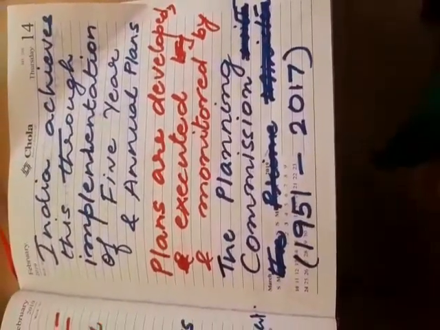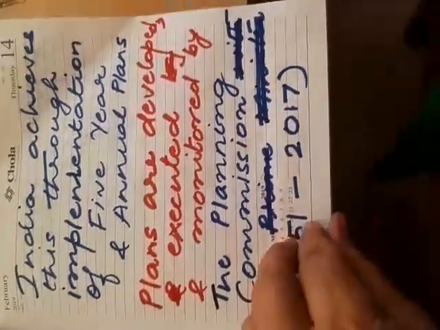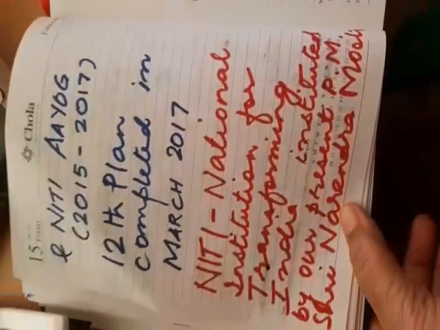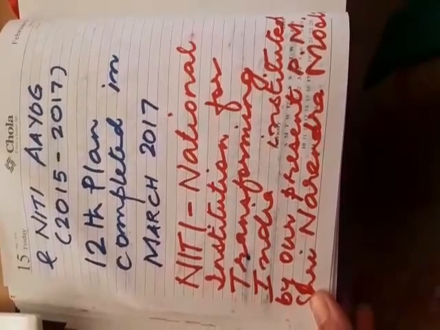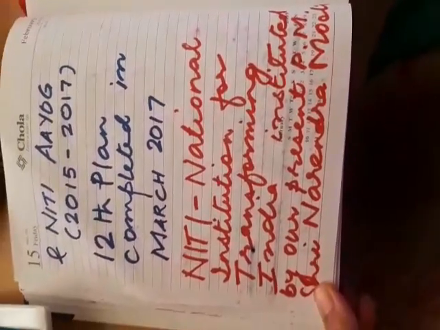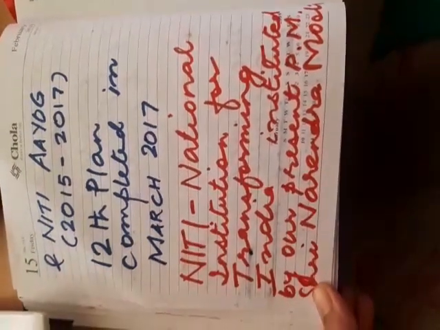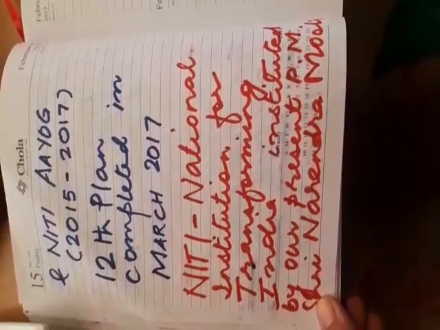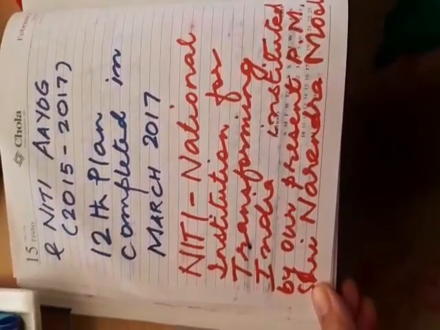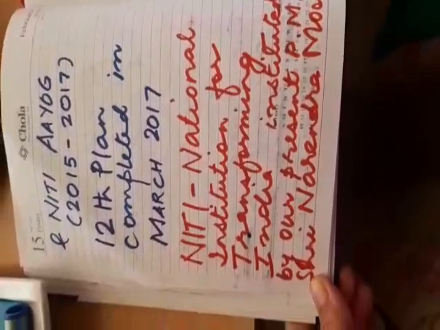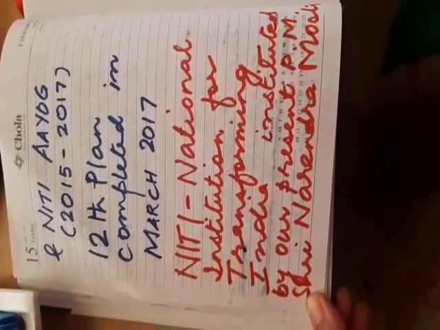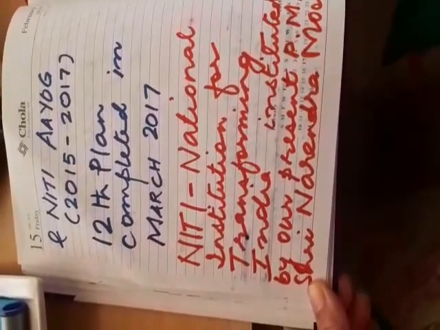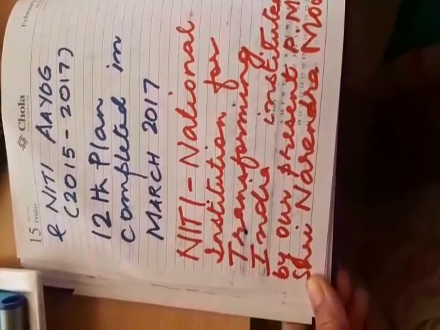Now after this came an organization known as Niti Aayog. Niti Aayog stands for National Institution for Transforming India, and it was set up by our present Prime Minister Sri Narendra Modi. India completed its 12th plan in March 2017.